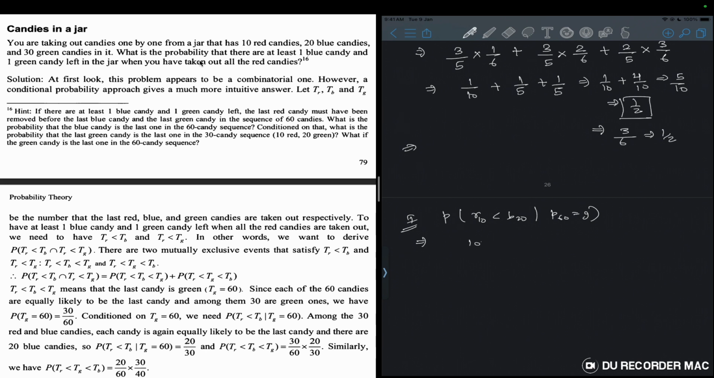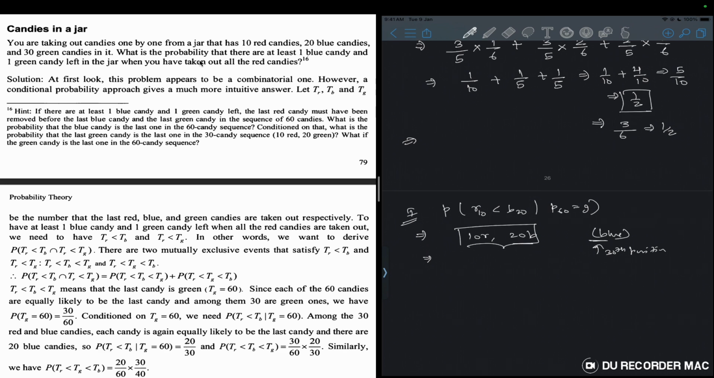So there are how many? 10 red candies and 20 blue candies. And now that all the green candies are neglected, the question comes back to: we just have to find that the remaining last candy for these 30 candies has to be blue. So at the 30th position, I want a blue candy. So this again would become 20 by 30, which is 2 by 3.